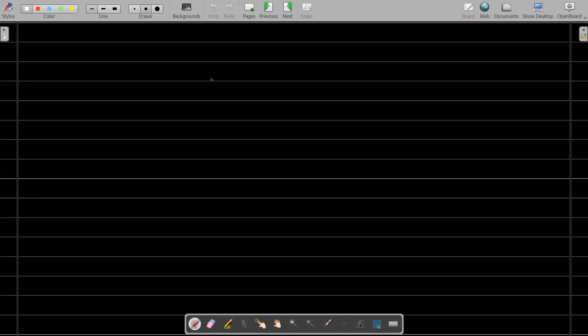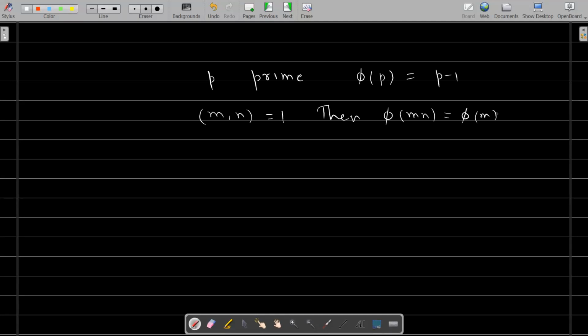So for example, if P is prime, I'll just do the necessary observations and write down here. If P is prime, then phi of P is P minus 1. Moreover, if two numbers are co-prime, there is no common factor, then phi of the product m into n is phi m into phi n. That is called the multiplicative nature of the function. Such functions are called multiplicative.